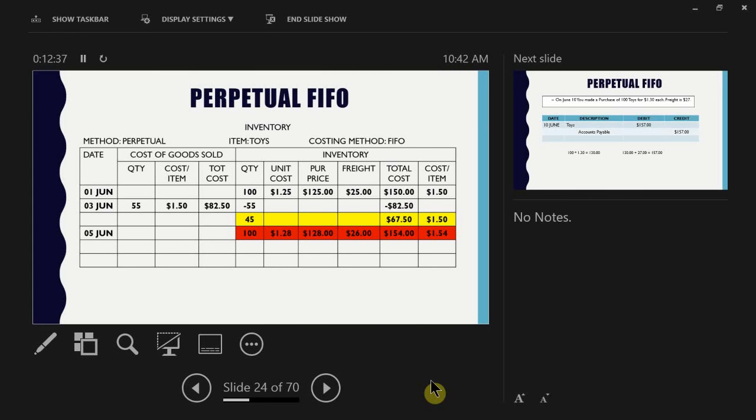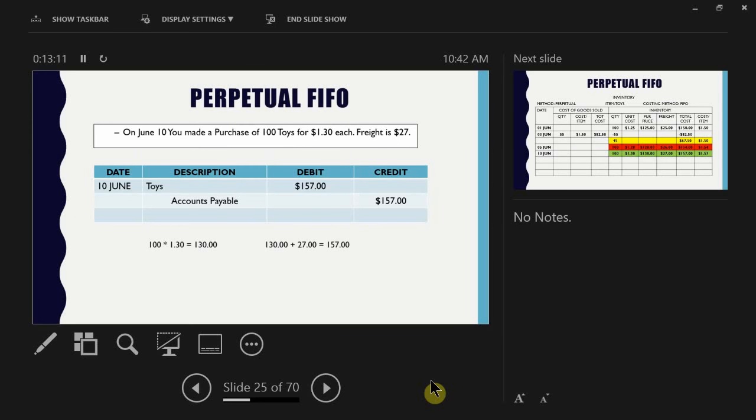Yeah. Okay, so yes, the concept of first in, first out is still going to be the same. However, the only difference is that every time we sell something or purchase something, we're going to update our inventory. So right now, I have 145 items, but I must keep them separate because I care about which batch came first. I'm not going to add them up together. I'm going to make sure I keep them separate.